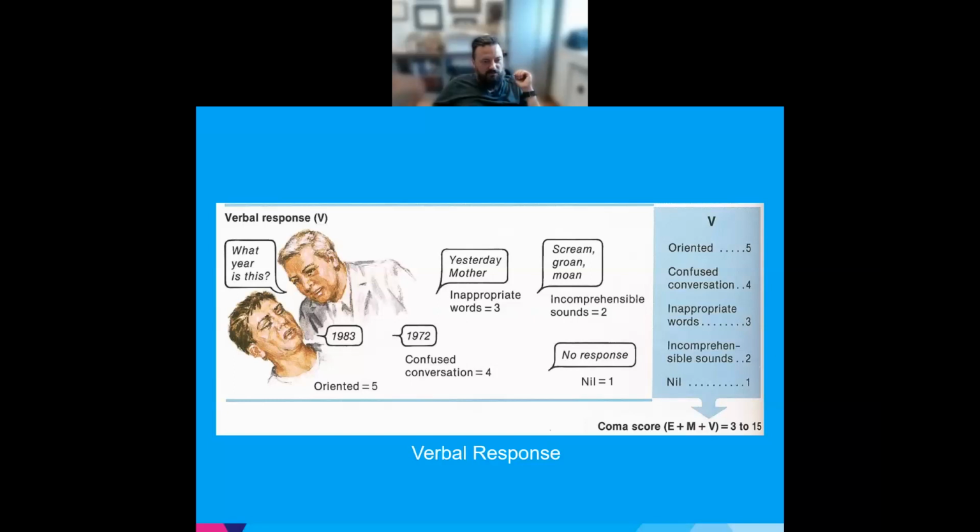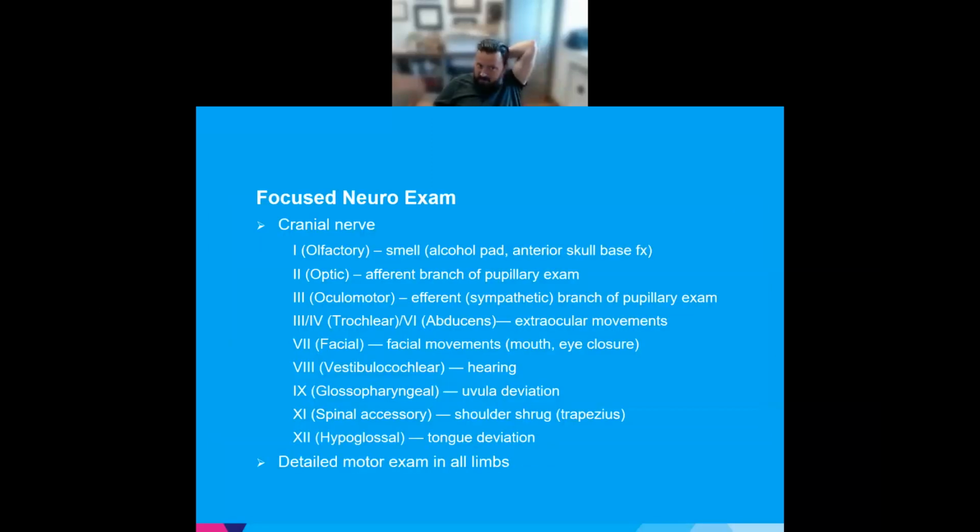Verbal response is if they're fully oriented to month and year, then that would be a 5. If they are verbal but confused, with an error in that, then it would be a 4. If it's completely inappropriate words, so that what they're saying is completely inappropriate, then that would be 3. If they are making sounds but they're not making words, then that would be a 2. And if no response, that's a 1.